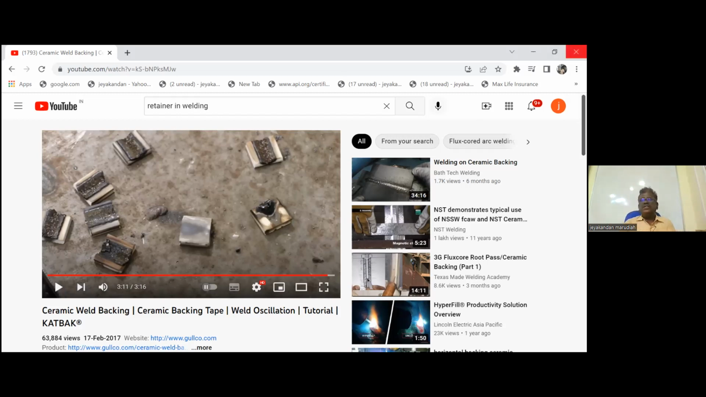So this is the consumable insert. They use the FCAW process. Okay, we'll go back to the code book.